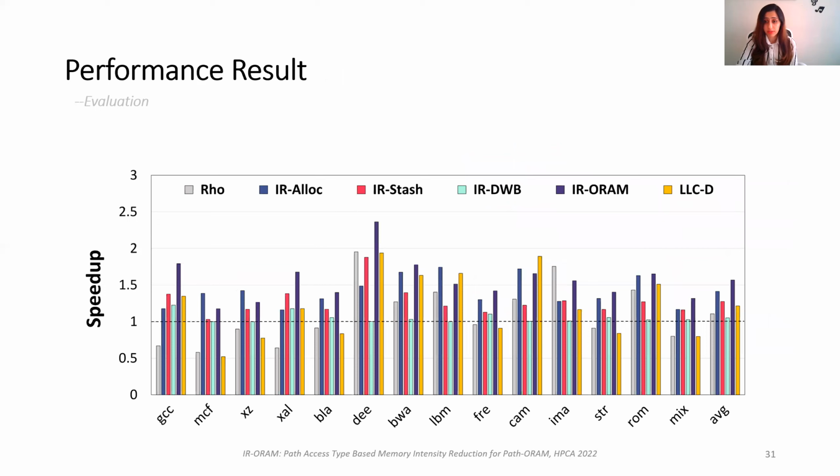And here are the performance results. IR-Alloc improves the baseline by 41%, IR-stash by 27%, and IR-DWB by 5%. And altogether, IR-ORAM improves the baseline by 57%.